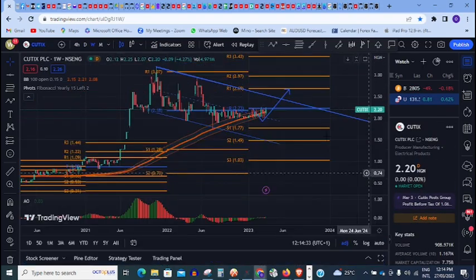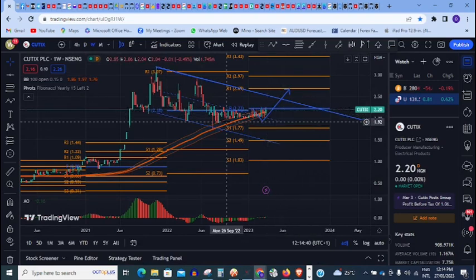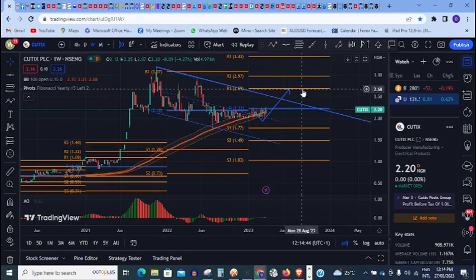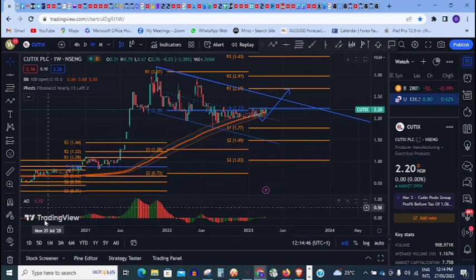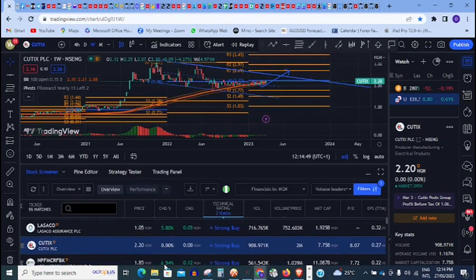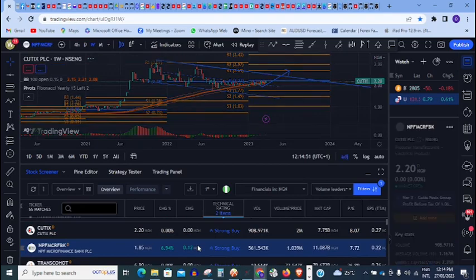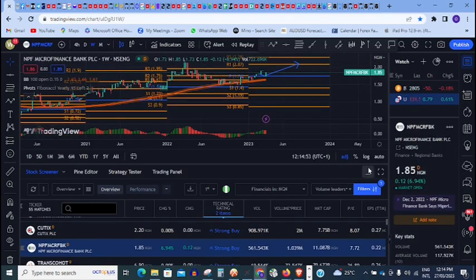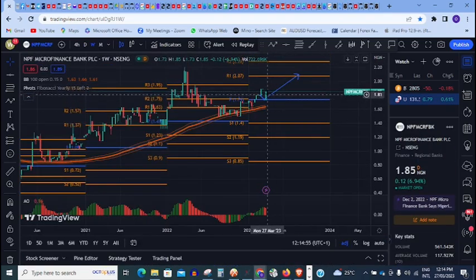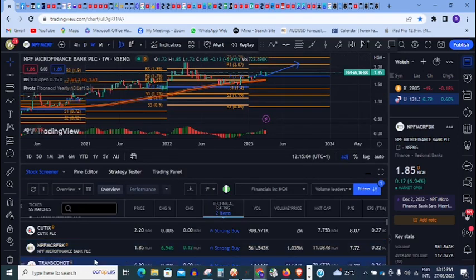Q-ticks. You can get Q-ticks at current price, fine, or anywhere around this low, which is 2 naira, for a profit target at 2 naira 68 kobo. MPF is still valid. Get your entry at 1 naira 70 kobo for a target at 2 naira 10 kobo.